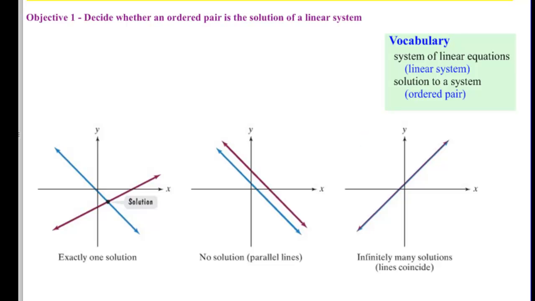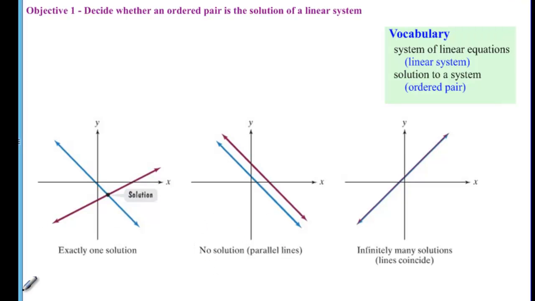We'll do them. It'll make more sense, I promise. So we'll have exactly one solution, where we'll give the ordered pair. We'll say that there's no solution and that they're parallel. Or we'll say that there are infinitely many solutions because it's the same line. Or you can say the lines coincide, but same line works.